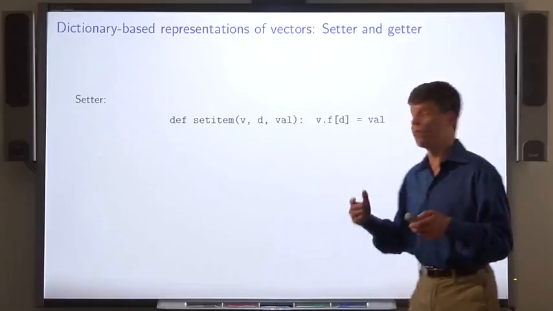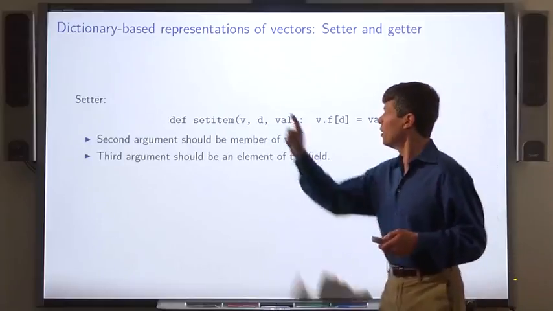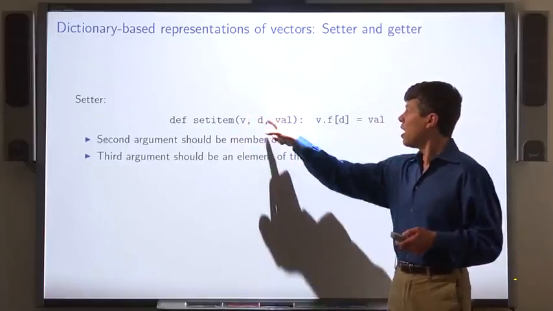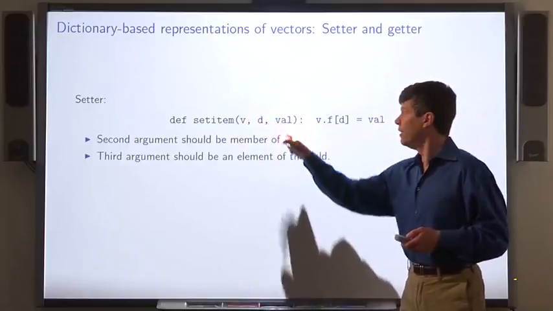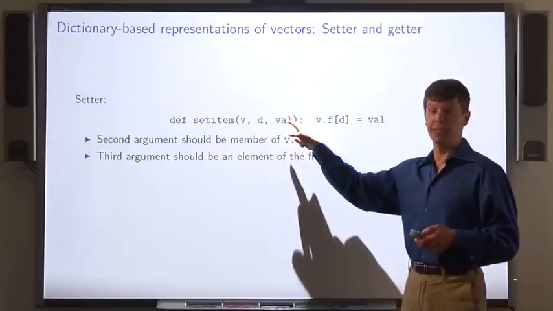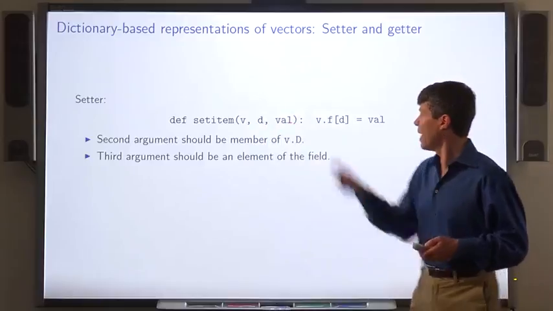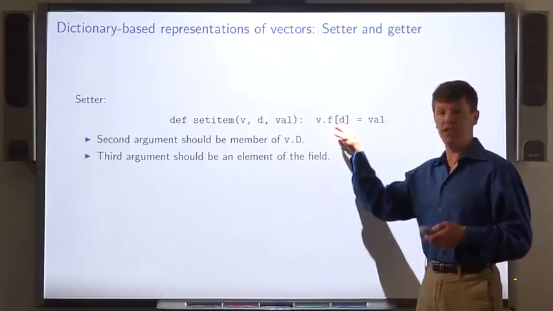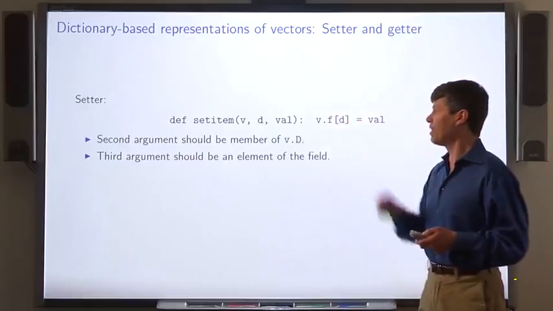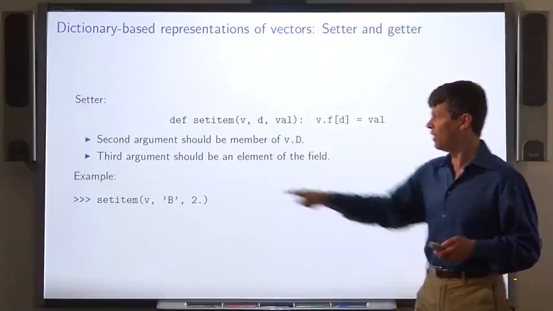Here's the code for the setter. It takes an instance v of vec, an element d of the domain of v, and a value, an element of the field. And it simply changes the dictionary, v.f, so that d maps to val. So we can use it in this way.